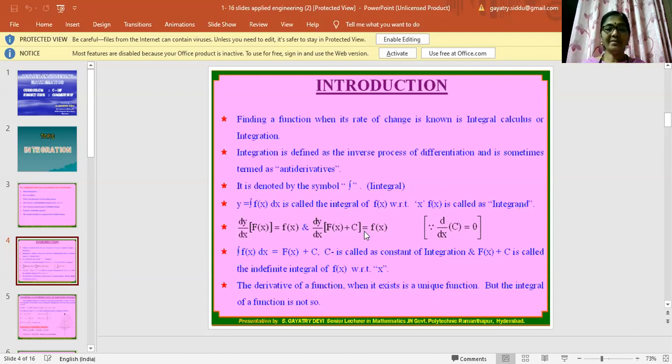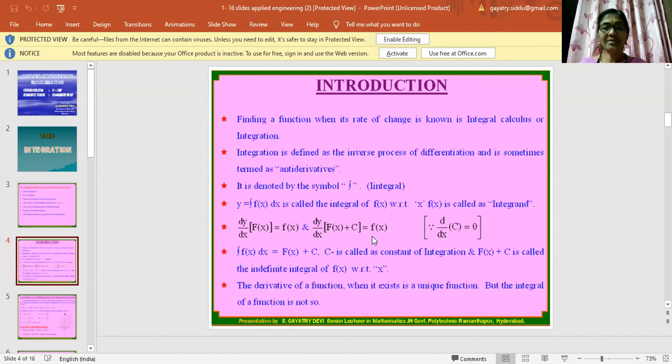The very important point is dy by dx. That is, d by dx of some function capital F of x is equal to small f of x. And again d by dx of capital F of x plus c, that is also f of x, because the d by dx of a constant is equal to 0. So the derivative of a function with a constant and without a constant, both give the same function.